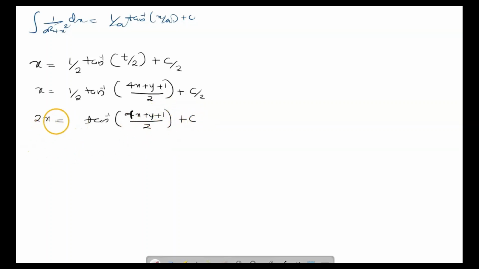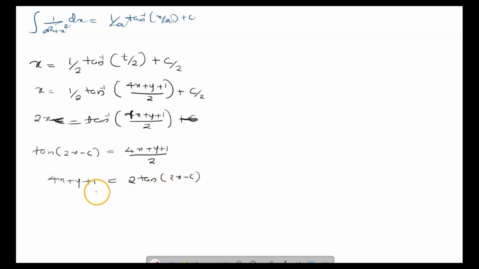So 2x, let's take c here, 2x minus c equal to, so tan of 2x minus c is equal to 4x plus y plus 1 by 2. So this is 4x plus y plus 1 equal to 2 tan of 2x minus c. So this is y equal to 2 tan of 2x minus c minus 4x minus 1. So this is the final answer.